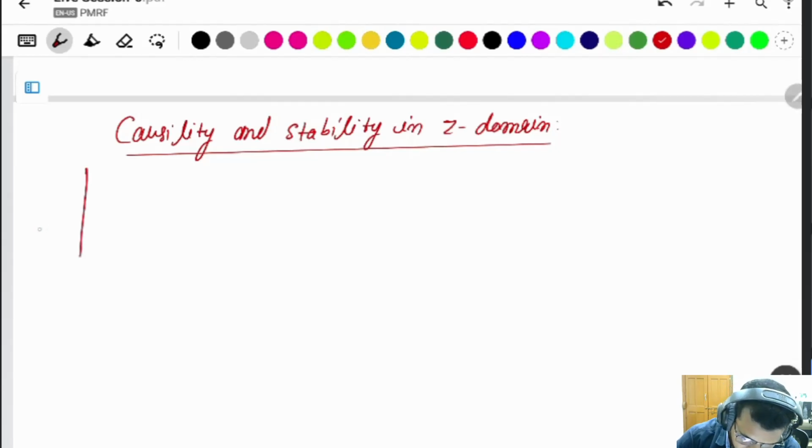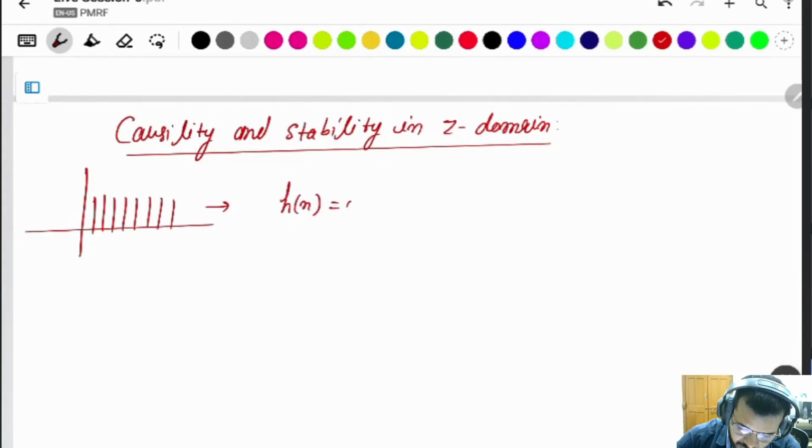If any function has a right side, you can write it as h[n] equal to 0 when n is less than 0. When n is less than 0, the whole function is 0. If n is greater than or equal to 0, the whole function is h[n]. This type of function is a causal function, a causal signal.